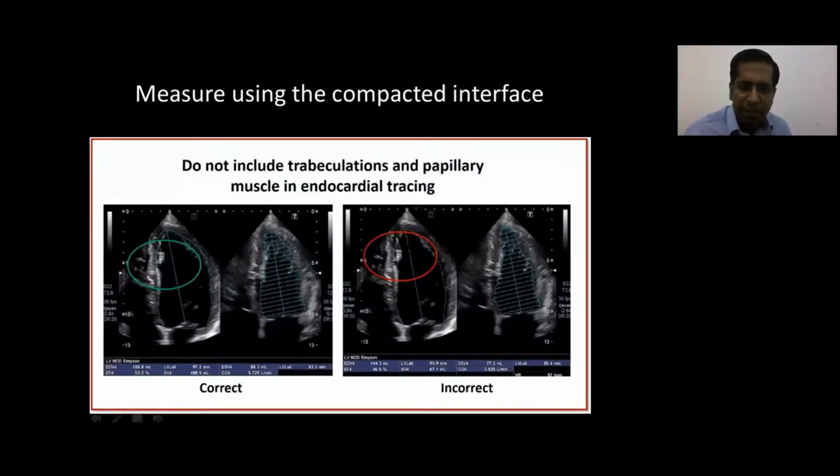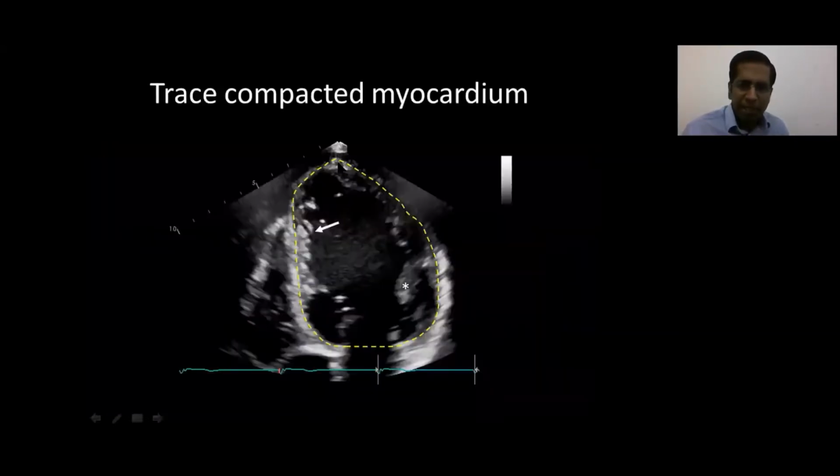And also, it is important to ensure that you don't include these trabeculations. So these are all trabeculations. The correct way of drawing would be to take the trabeculations also as part of the cavity. So you take the true compacted myocardium. This image is from the guidelines, and what you can see here is that you have a papillary muscle, you have non-compaction here. So all this is also taken as part of the cavity.